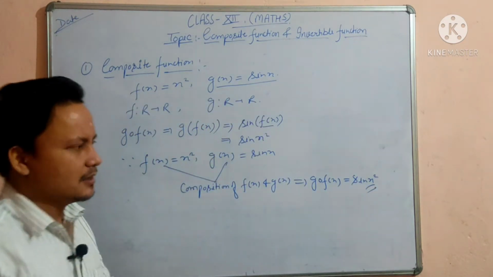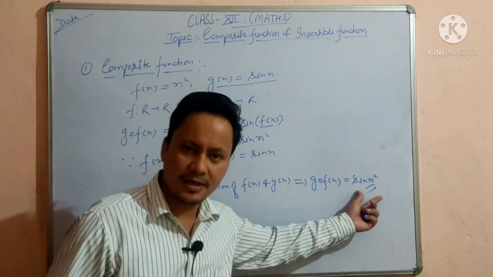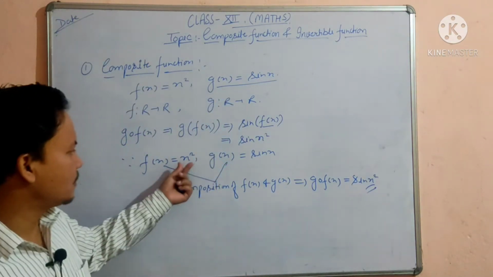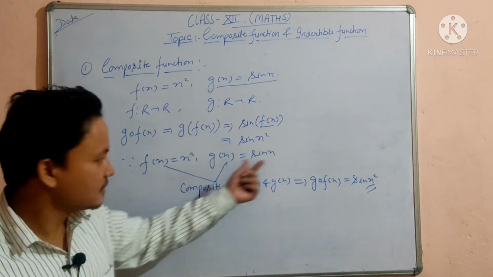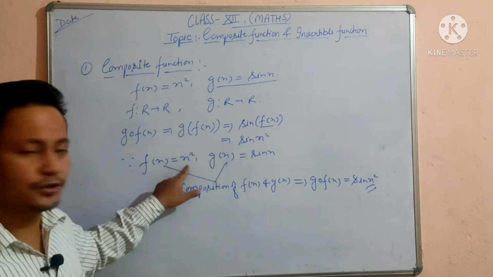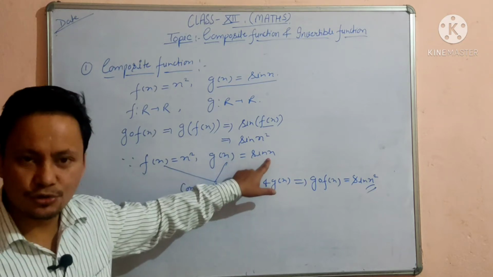Now you can check what is sin x square. Sin x square is nothing but the composition of x square and sin x. X square is f(x) and sin x is another function g(x). This is a polynomial function and this is a trigonometric function.